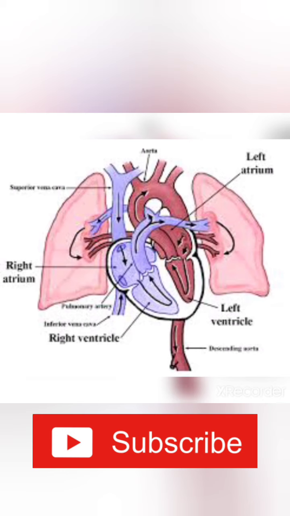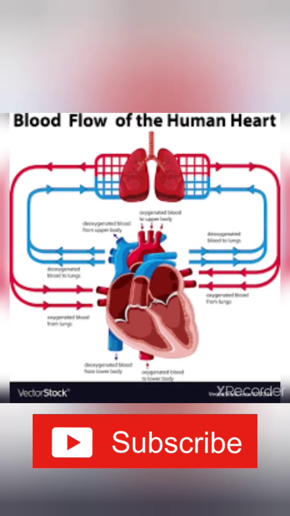The right side of the heart receives deoxygenated blood from the various parts of the body and pumps it into the lungs for oxygenation. The left side of the heart receives oxygenated blood, that means pure oxygen, from the lungs and pumps it into different parts of the body.